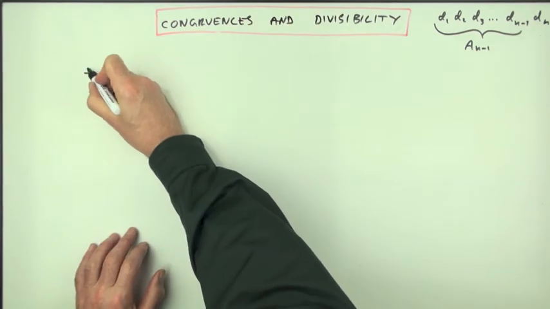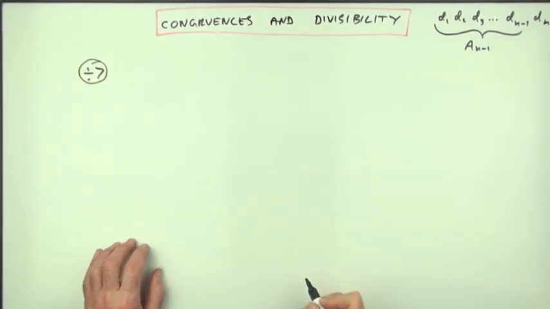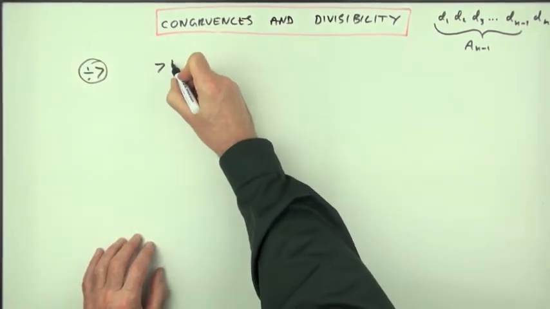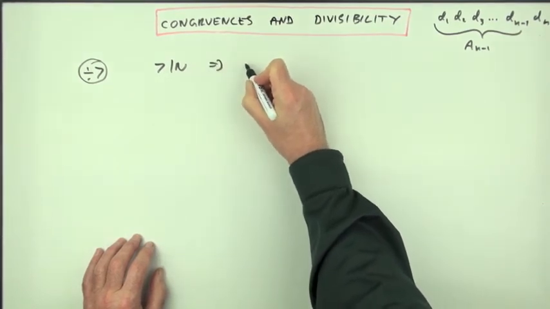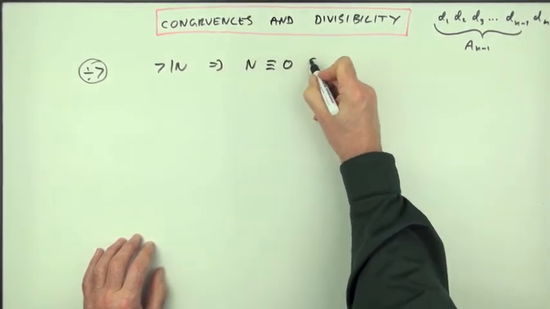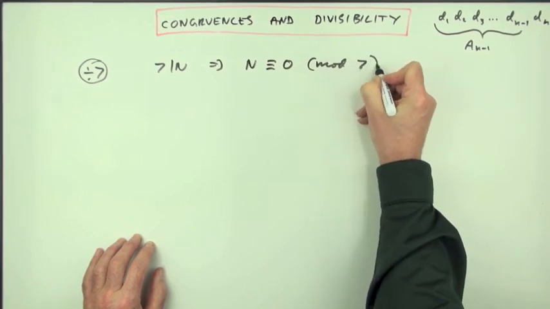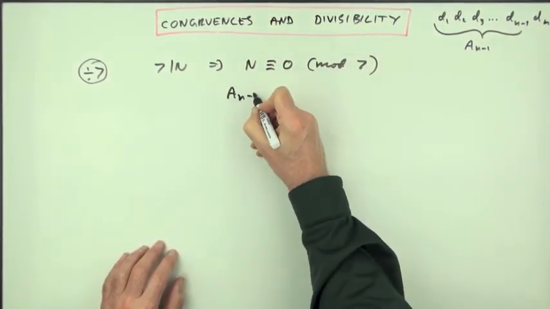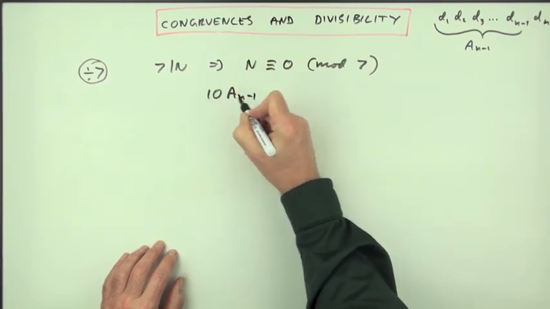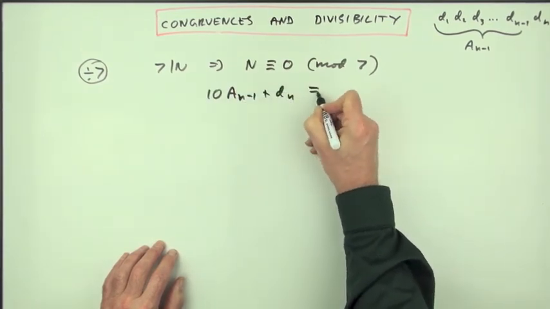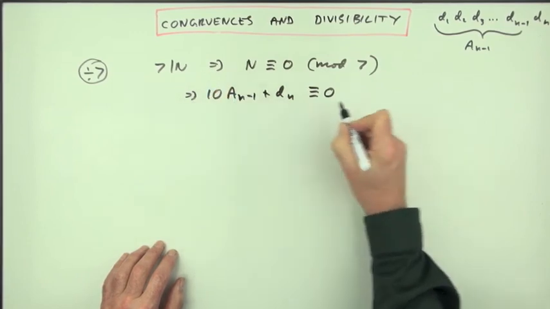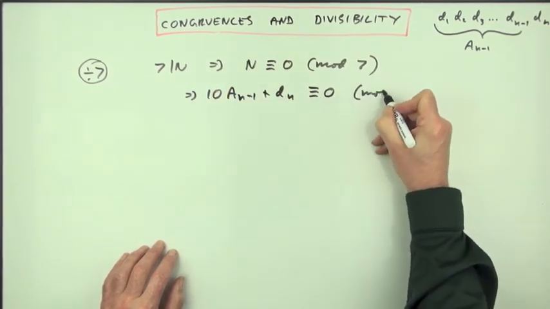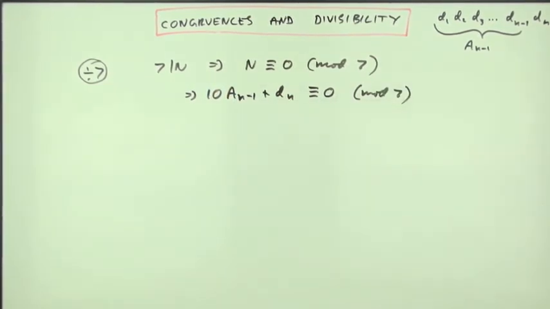Now the bad penny. Now the divide by 7. 7 will divide a number if that number is congruent to 0 mod 7. Same technique. So let that number equal a_{n-1}. So it'll be 10 lots of that plus d_n. That has to be congruent to 0 mod 7.